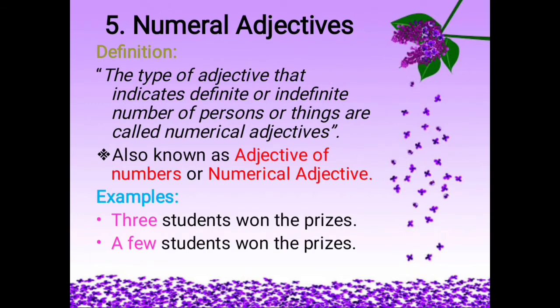And the fifth one is numeral adjective. The type of adjective that indicates a definite or indefinite number of persons or things is called numerical adjectives or numeral adjectives. It is also known as adjective of numbers or numerical adjective. Three students won the prizes. Now here three is what? Numeral adjective or numerical adjective, adjective of number. A few students won the prizes.